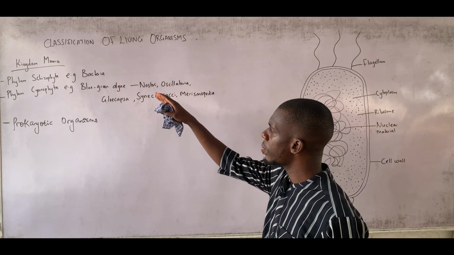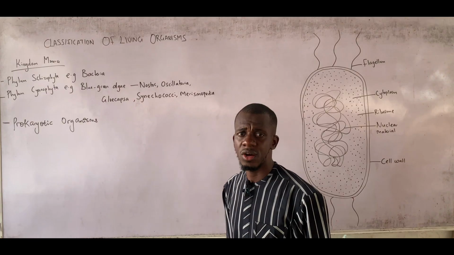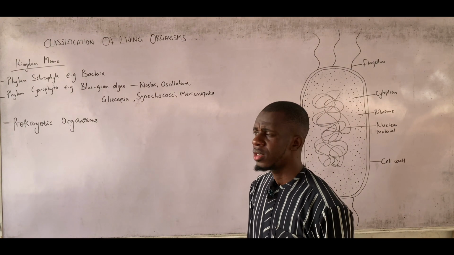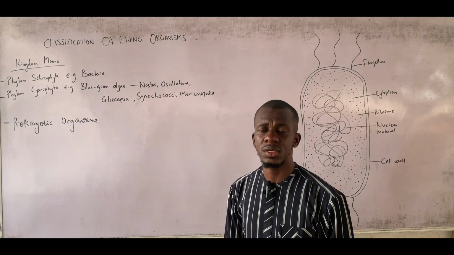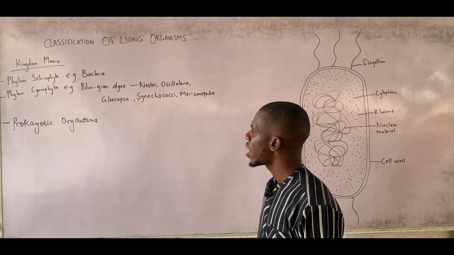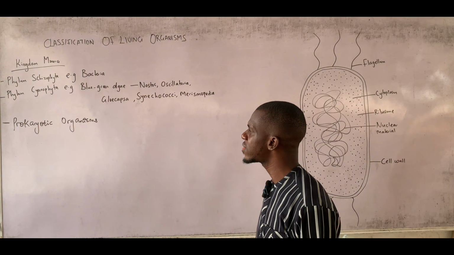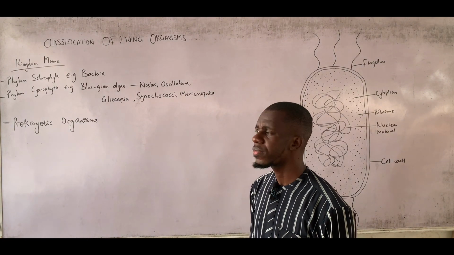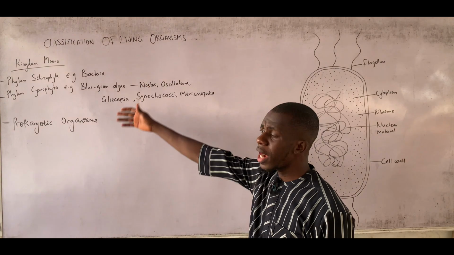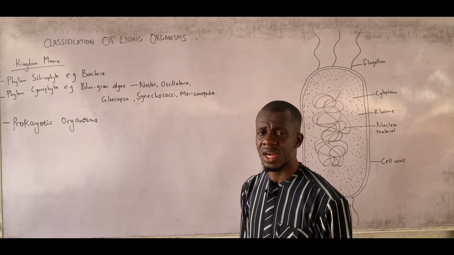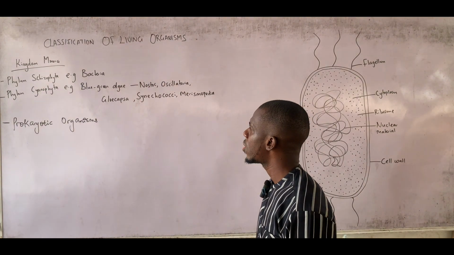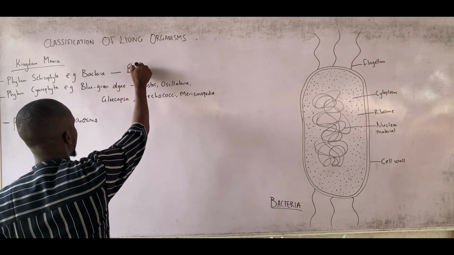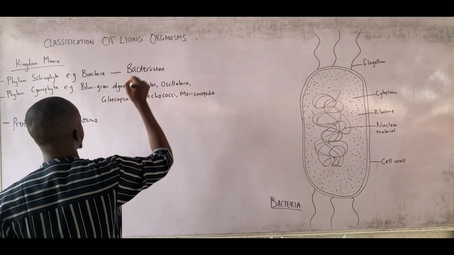Now, in the Kingdom Monera, we have two phyla. We have the phylum Schizophyta with the key organism being bacteria. And we have the phylum Cyanophyta with the main example being the blue-green algae. Now, the branch of biology that studies bacteria is called bacteriology. And the singular form for bacteria is known as bacterium.